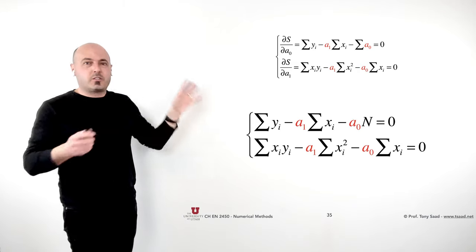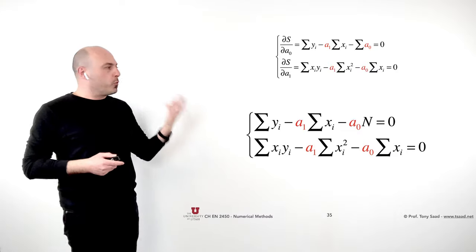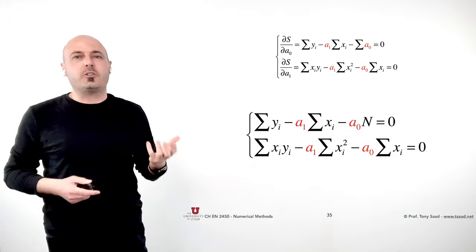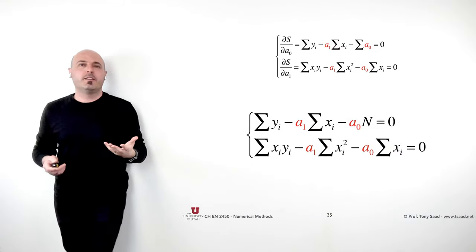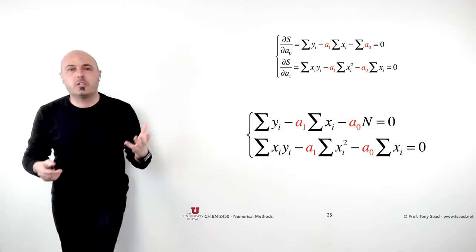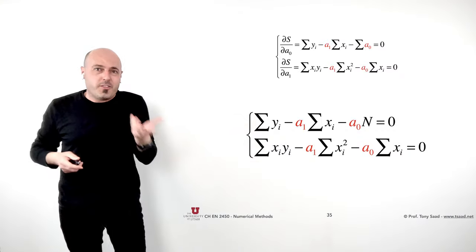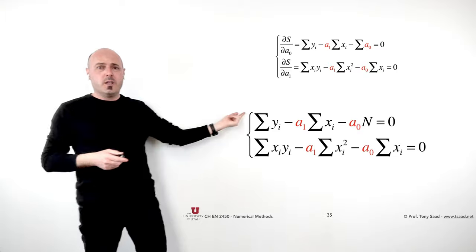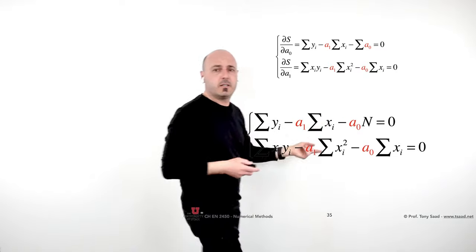And then I'm going to extract all the red terms. Those are the unknown coefficients. Don't be confused by the summations. All the summations are known quantities, right? Because the x and y values are given to us. And any summation that includes x1, y1, x2, y2, and so on, they are just single numbers, right? So everything over here is known except for the symbols in red.